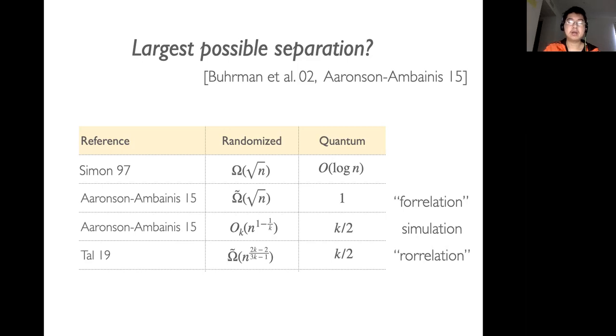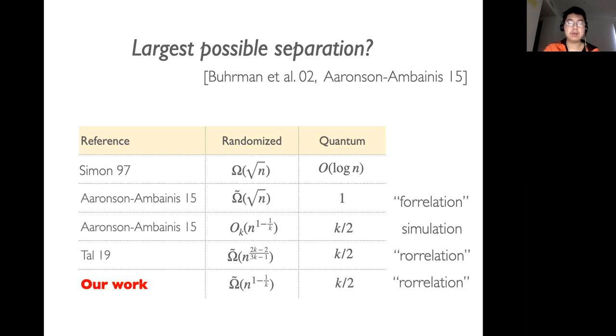In recent years, Tal generalized the Forrelation problem, and he refers to the generalization as the k-Forrelation problem. The k-Forrelation problem is a family of problems defined with respect to a parameter k. He showed that for the k-Forrelation problem, there is a quantum algorithm using k over 2 queries, but any randomized algorithm will require at least n to the (2k minus 2) divided by (3k minus 1) queries.